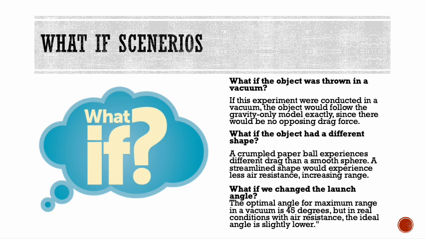What if the object had a different shape? The crumpled paper ball experiences different drag than a smooth sphere. A streamlined shape would experience less air resistance, increasing range.